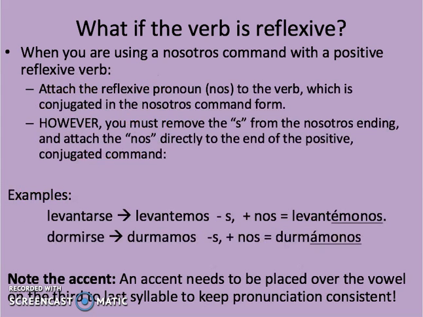Let's say your verb is reflexive. When you are using a nosotros command with a positive reflexive verb, follow these steps. First, attach the reflexive pronoun, which will be nos, to the verb, which is already conjugated in the nosotros command form. Then you must remove the S from the nosotros ending and attach the nos directly to the end of the positive conjugated command. Let's look at the 2 examples below.